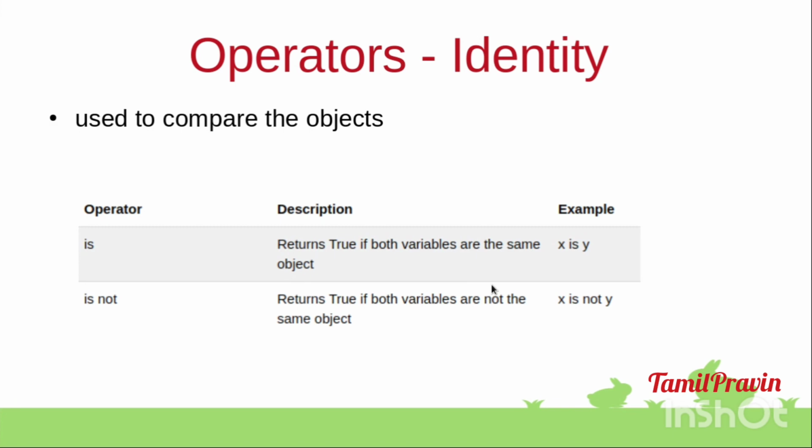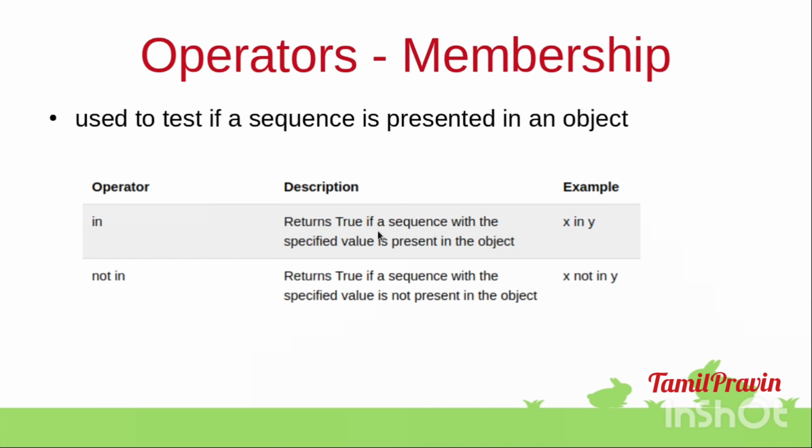This is an identity operator. This is used to compare objects. The is operator is used to compare whether the value is present in the object or not. Likewise, is not checks whether the value is not present in the object. Another operator is membership. This is used to test if a sequence is present in an object. This is the same as the identity.